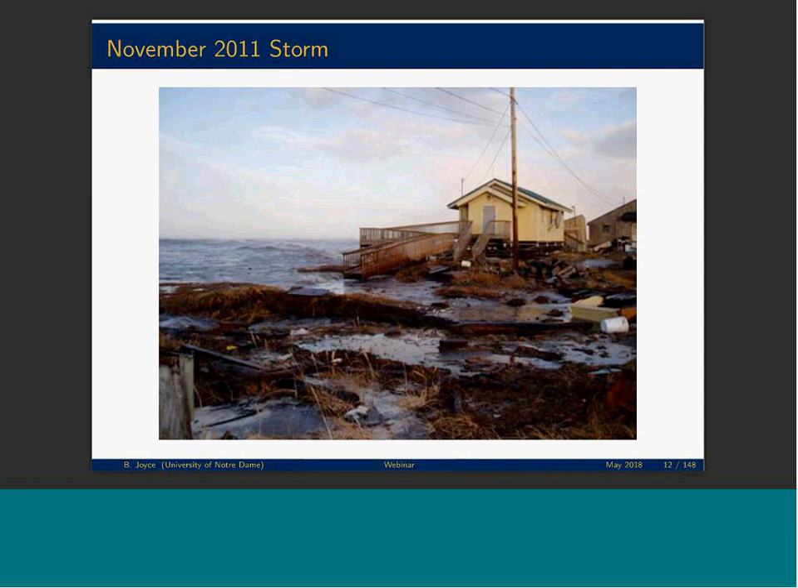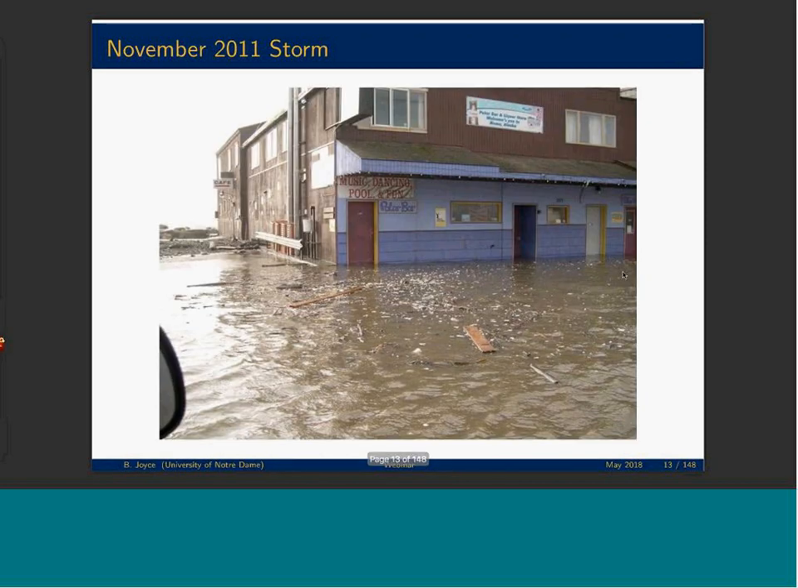Some flood images from the November 2011 storm. So these are on the western coast of Alaska. Much of what we're doing, since it was funded by the Western Alaska LCC, is focused on that western coastline. So you can see some flooding caused in one of those coastal communities, a little further in.